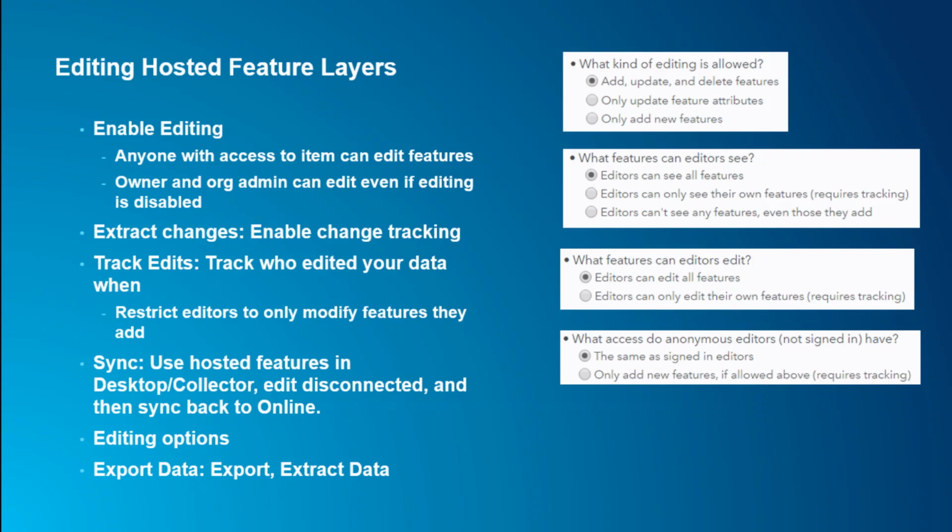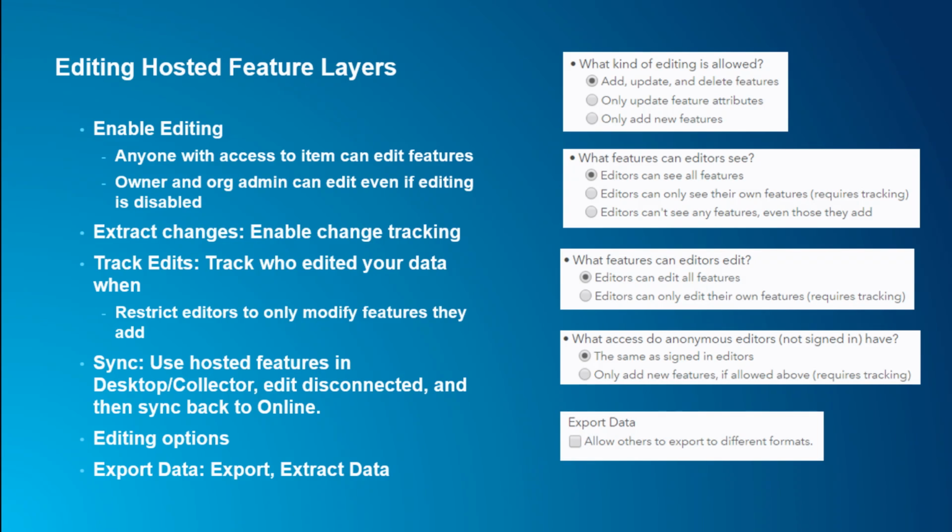You can also fine tune by saying, hey, can editors edit the features that everybody else has contributed, or can they only edit the features that only they contributed? So those are all ways in which you can fine tune how the editing happens and who can edit what. There's also export data. You can restrict whether data can be exported from this feature layer.